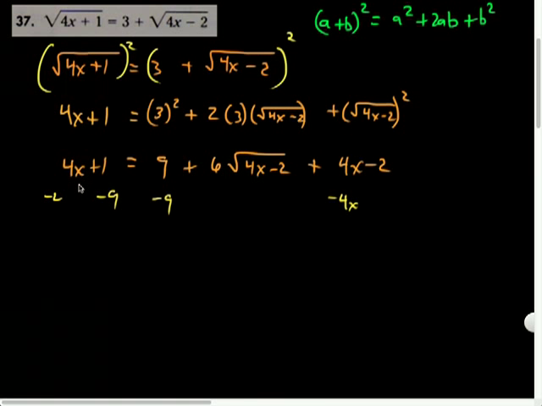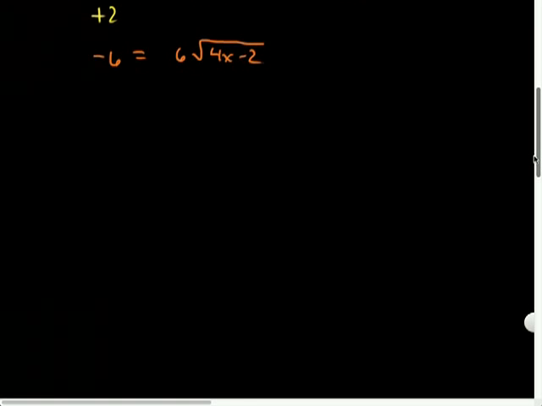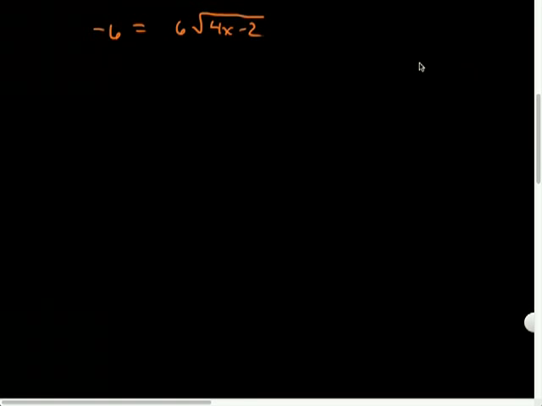Oh man, that's some really weird undoing there. Did you guys just see that? That was the weirdest undoing I ever saw. Add 2 to both sides. So I've got a little stack of constants being added here, but that's fine. So 4x minus 4x is 0. Negative 9 plus 1 is negative 8, plus 2 is negative 6, equals 6 square root of 4x minus 2.